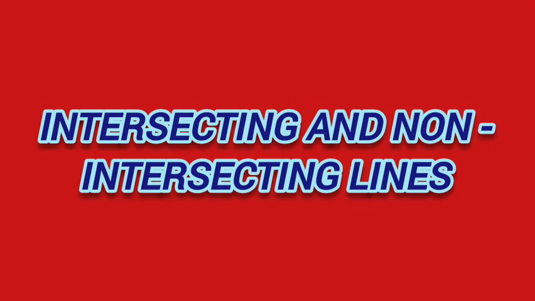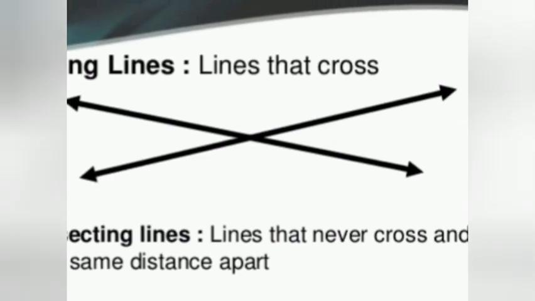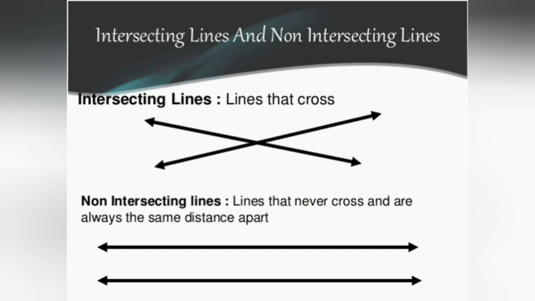Intersecting and non-intersecting lines. Intersecting lines are lines that cross each other. Non-intersecting lines are lines that never cross and are always the same distance apart.